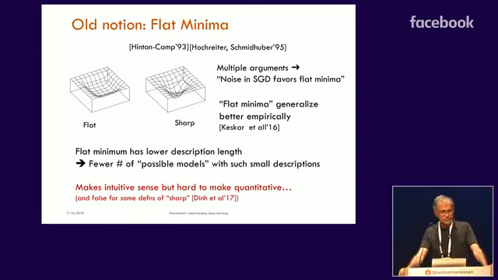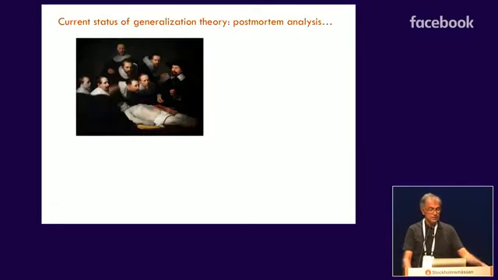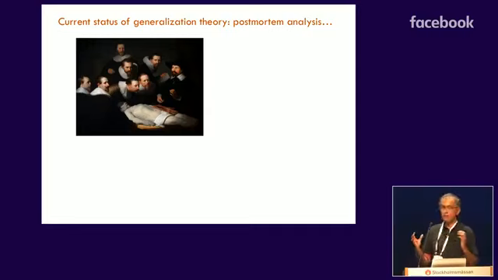So all of this makes intuitive sense, right, based on the theory I just showed you. But it's very hard to make it quantitative. Okay, and the quantitative versions you might try are actually false for some definitions, as shown in this paper of Dinh et al. Okay, so this was a classical notion up to like a couple years ago. And then in the last 2 years, generalization theory people have been trying to come up with better bounds. But ultimately, of course, you hope that out of this theory comes some new insight about neural nets or about training and so on. But currently, it's fair to say that what we're doing is some kind of post-mortem analysis.